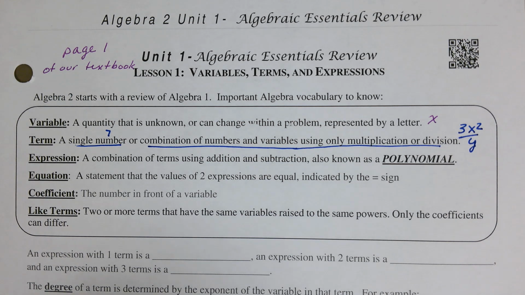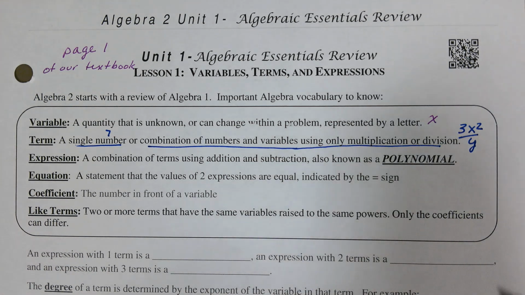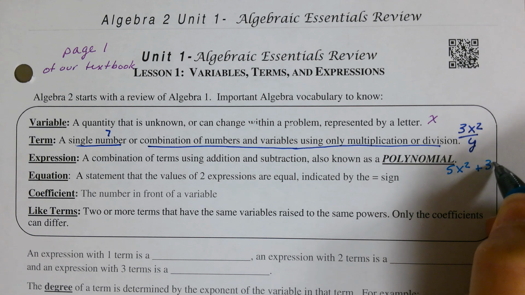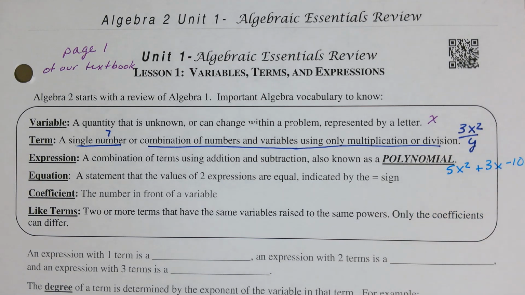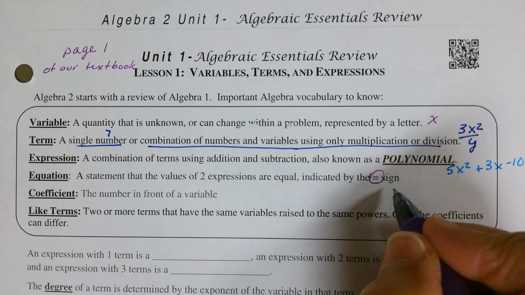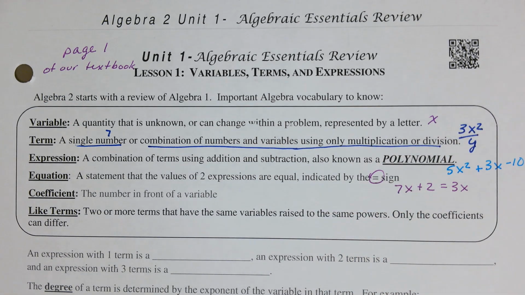An expression is a combination of terms using addition and subtraction, also known as a polynomial. For example, 5x squared plus 3x minus 10. An equation is a statement that the values of two expressions are equal, indicated by the equal sign symbol. 7x plus 2 equals 3x is an example of an equation.